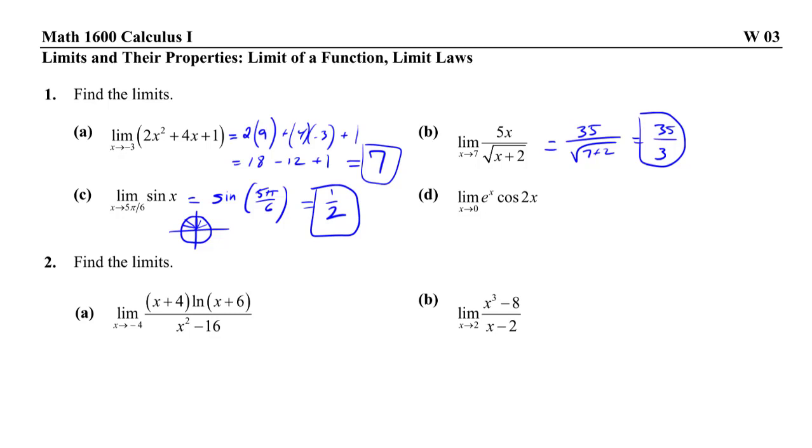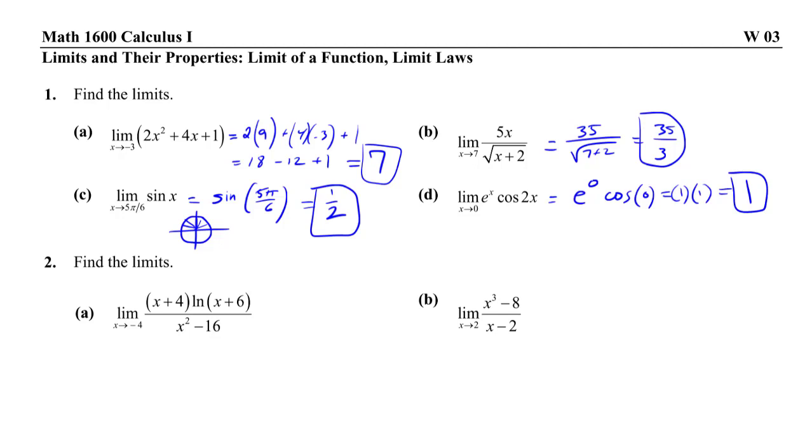And then limit as x approaches 0, e to the x cosine 2x. Again, this is not a difficult one because it would be e to the 0 cosine of 2 times 0, which is 0. So e to the 0 is 1, cosine of 0 is 1, so I get 1. All right, so all those were pretty simple because they were just simple plugins. All right, let's go to these.